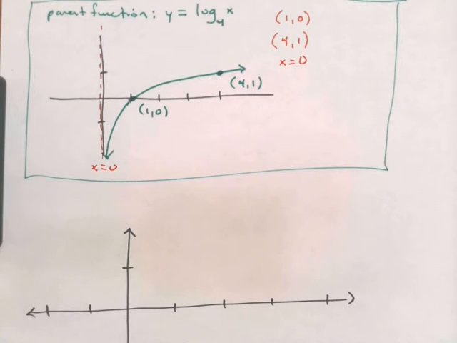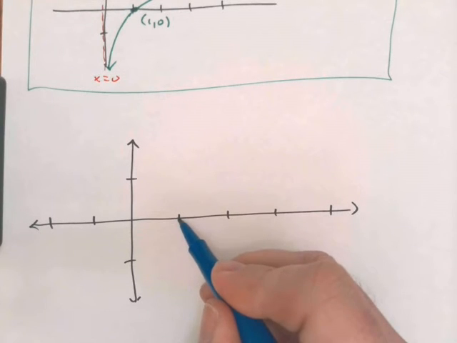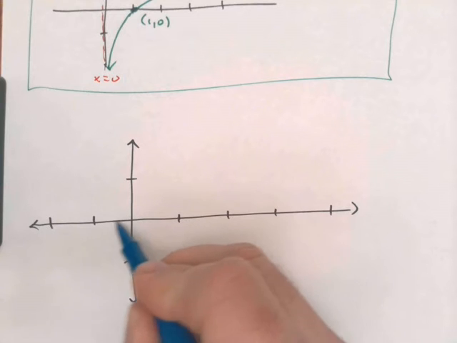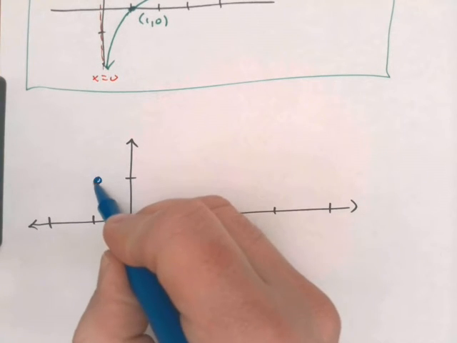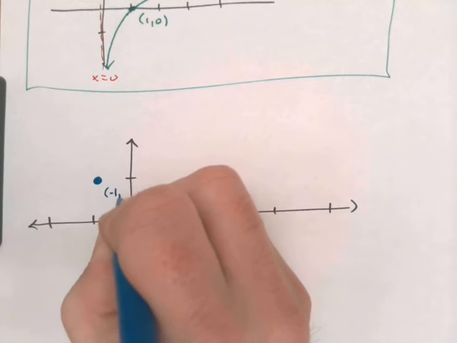So the first point is at the point 1, 0 on our parent function. We have an x-intercept there. I need to slide that over to the left 2 and then up 1. So that would give us the point -1, 1.